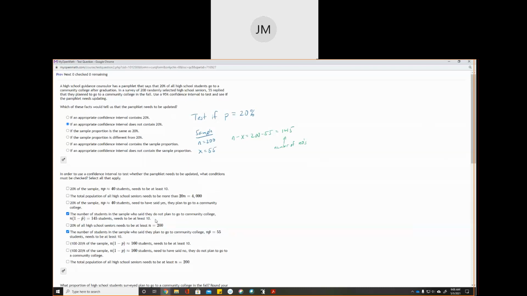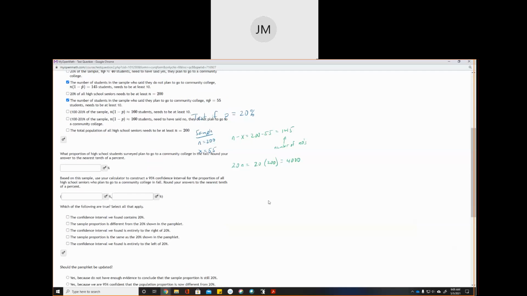Okay. And then our final check was the one for the population. The capital N, which was the population size, needed to be more than 20 times little n. Okay. And 20 times little n is 20 times 200, which is 4,000. Okay. So the total population, which is capital N, needs to be more than 20 times little n, which is 4,000. So that's the three things that we needed to check.